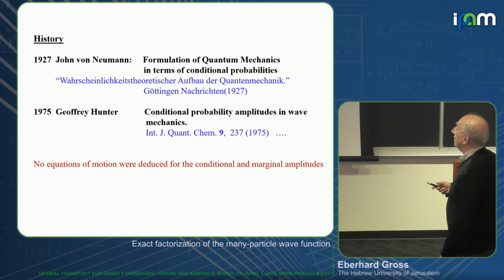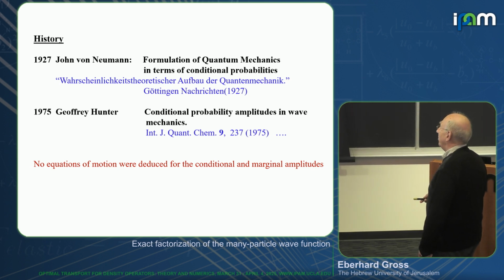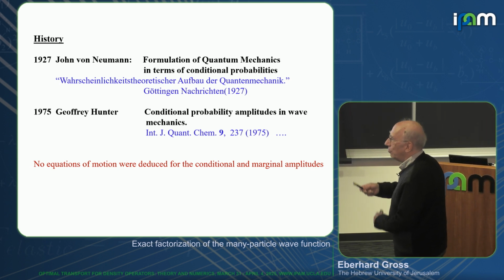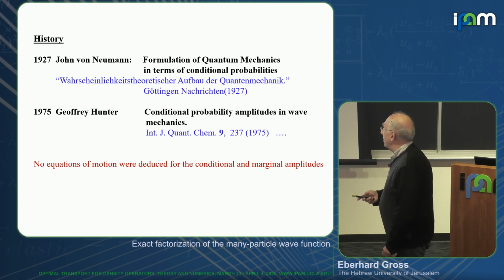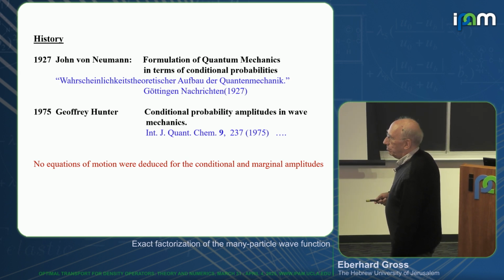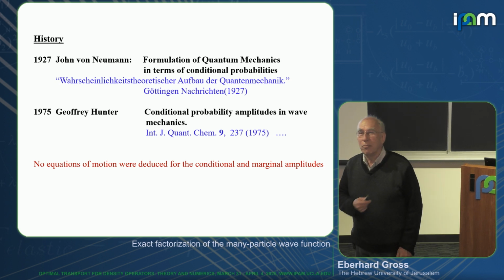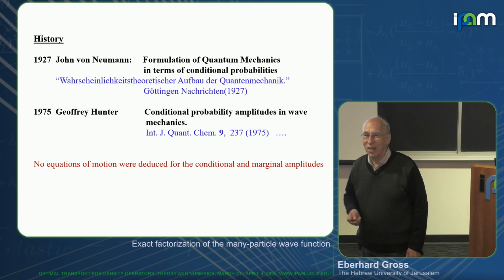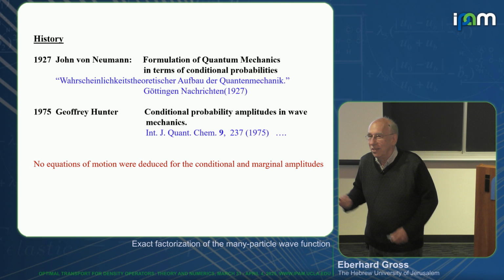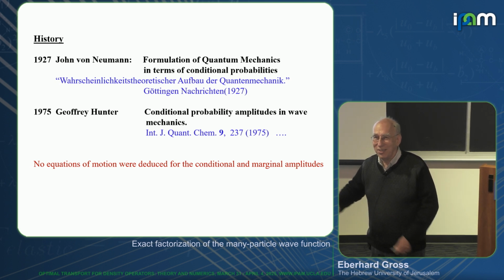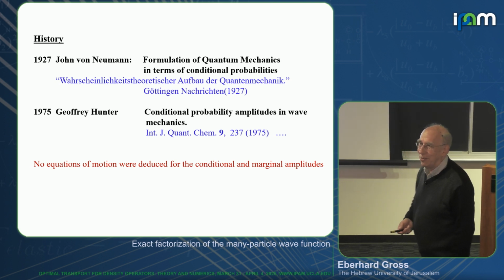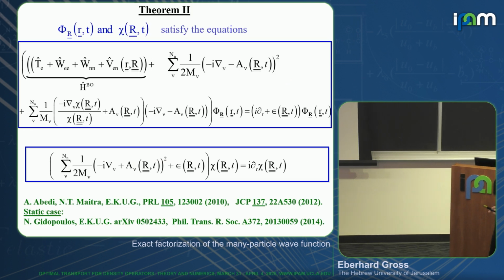Then later, 1975, Jeffrey Hunter really looked at electrons and nuclei, but strangely, none of these people actually then determined the equation of motion for the two factors, which is easy to do, right? You just plug it into the variational principle and then you get the two equations. And this is what you have here now.